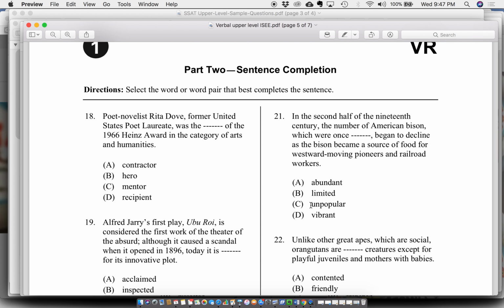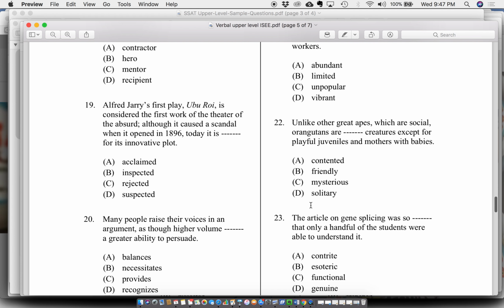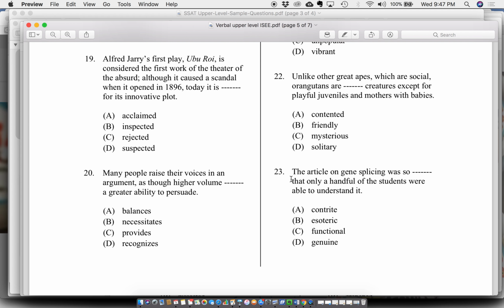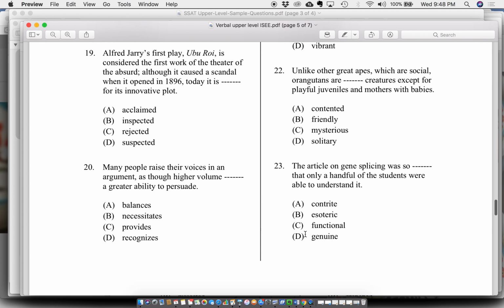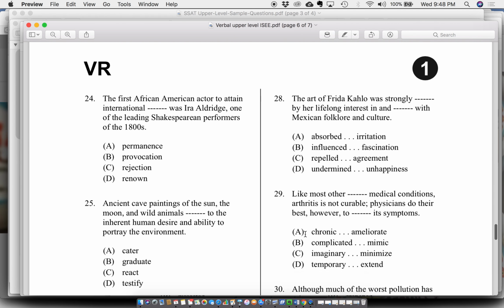And the same thing applies when you get into the sentence completion part, but I think my point is already well taken, that vocabulary. Take a look at number 23 here. The article on gene splicing was so blank that only a handful of the students were able to understand it. And then you have these terms such as contrite, esoteric, functional, genuine. Look, you know that if you don't know vocabulary here, you can guess all you want to, but of course the answer is esoteric, that which is not simple, so complex it is hard to understand.